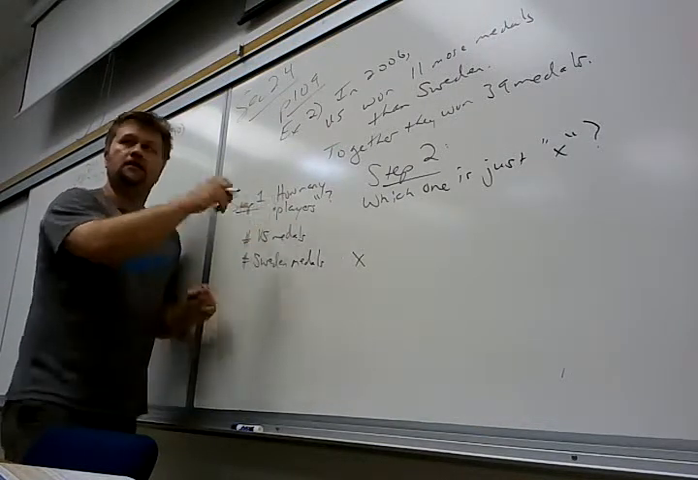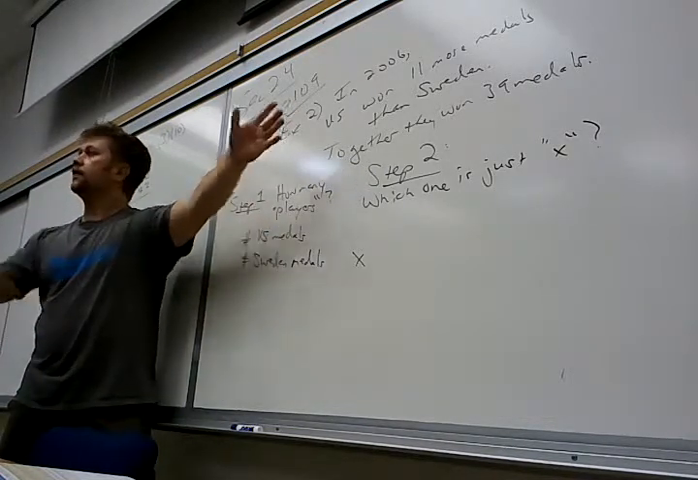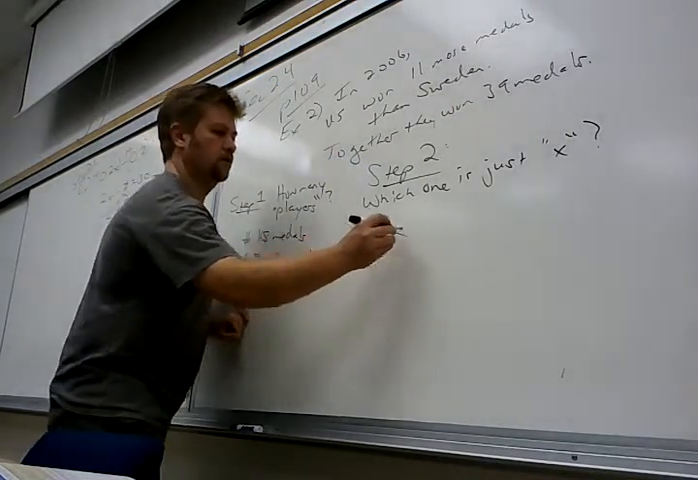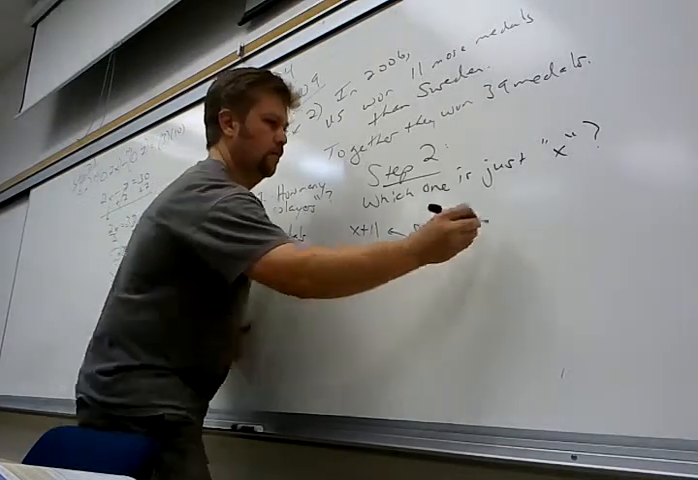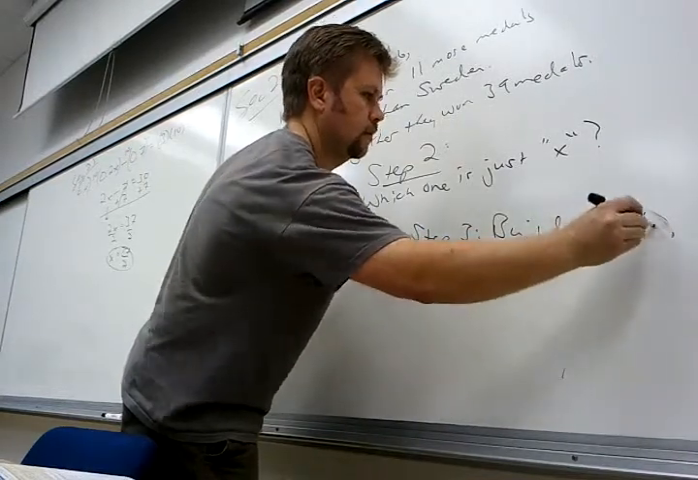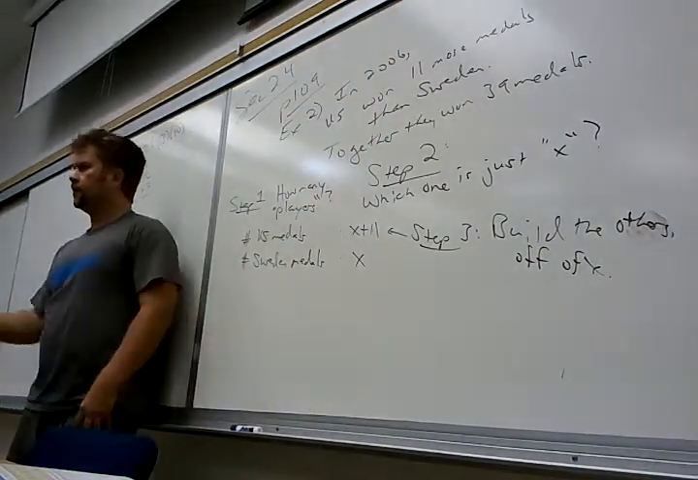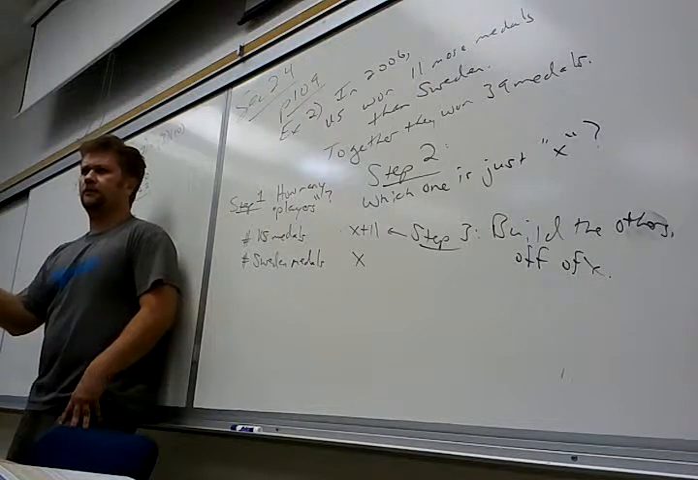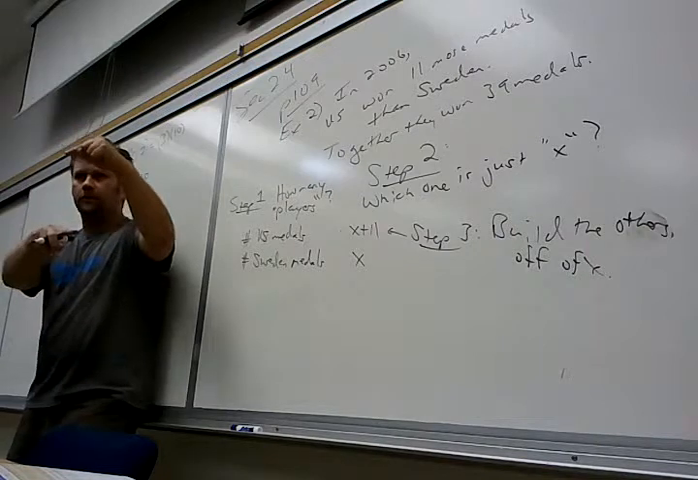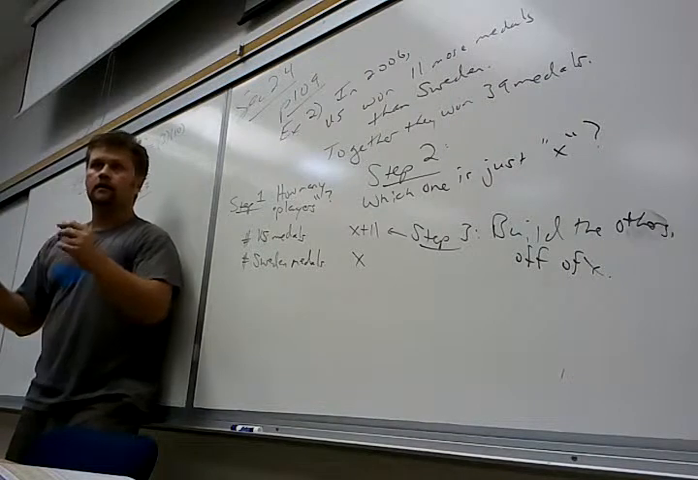Step 3 then is build the other players off of that. What do you know about the US compared to Sweden? Has 11 more. So Sweden is X. What's the US got to be? X plus 11. So step 3, build the others off of X. You guys should know when I say that. You've seen these things before, hopefully. Maybe it's been a while, but you remember the length is 3 more than twice the width. So if you call the width W, then you can call the length 3 plus 2W. You have to have that W first before you can build the other guy. Okay.